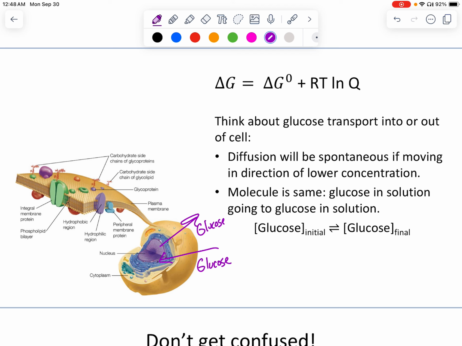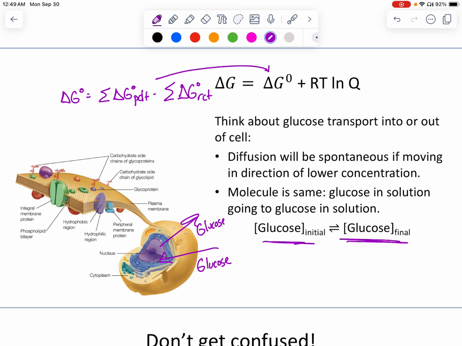The molecule is the same. It's glucose in solution if it's on the inside of the cell. It's glucose in solution if it's on the outside of the cell. If you remember, we used Hess's law back in Gen Chem to calculate the standard Gibbs free energy change. It was the free energy change of the products minus the free energy change of the reactants, and you could go to those tables and look it up. Well, now our products and reactants are the exact same thing, so the standard Gibbs free energy change will be 0.